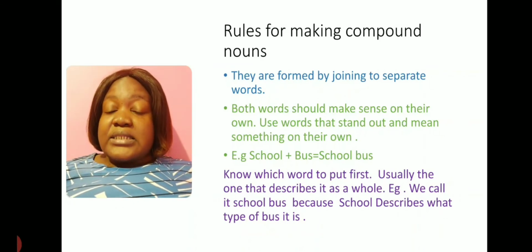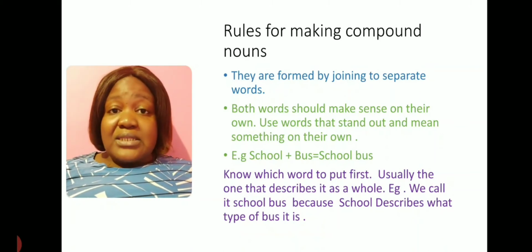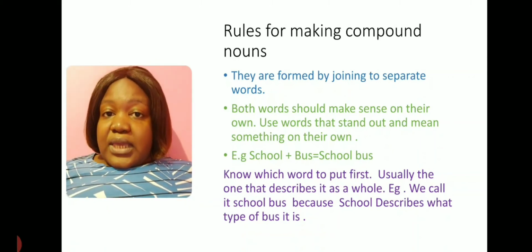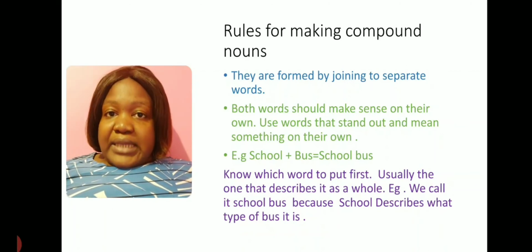The first one is that they are formed by joining separate words. The second one is both words that we are going to use should make sense on their own. For example, bus, it makes sense. We know it's a mode of transport. And school is a place where you get your education. So both words, they are words on their own. They exist in the English vocabulary. But when we join them together, it forms the word school bus.